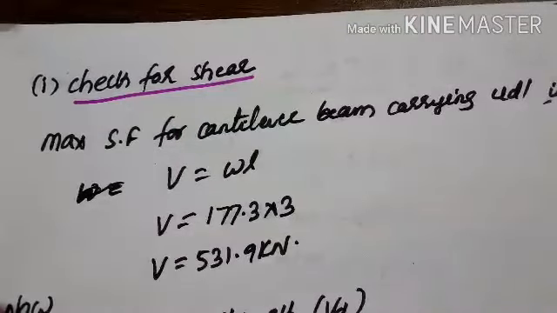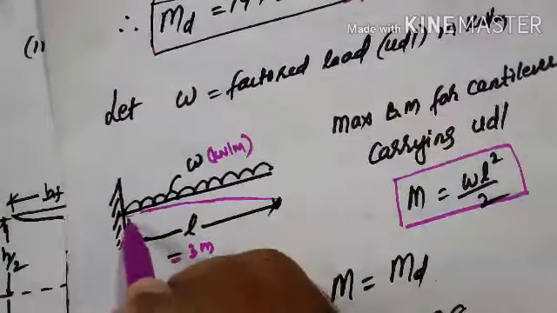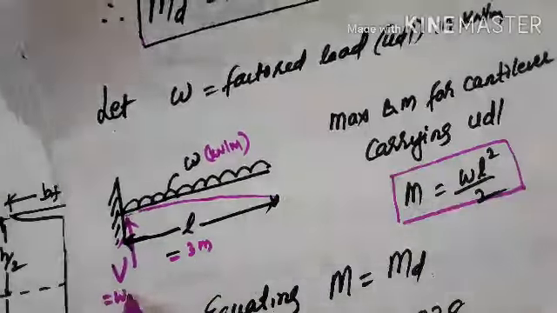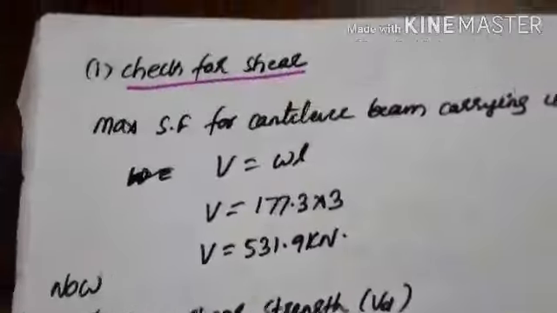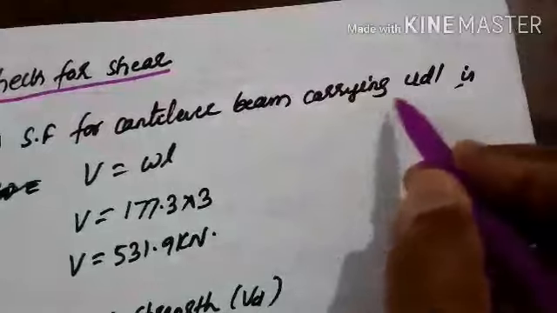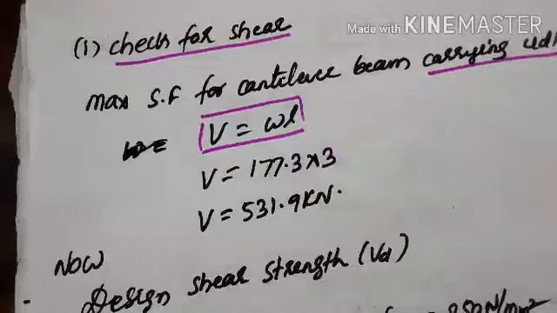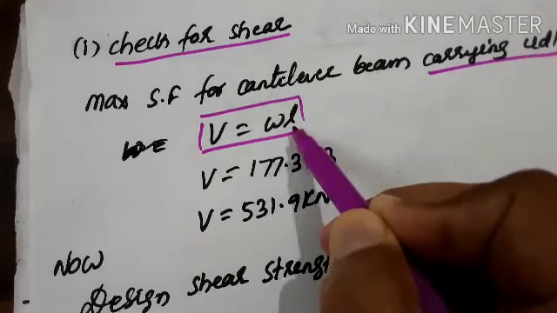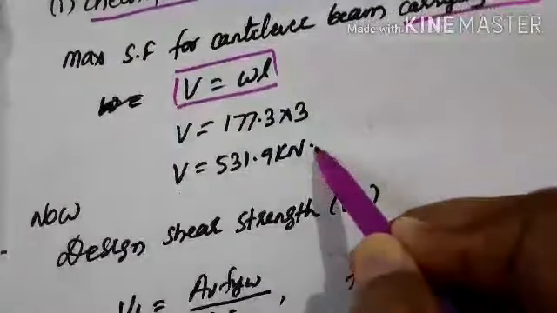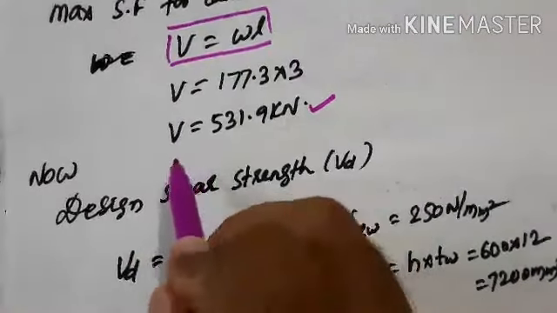Next, as we know, the maximum shear force for a cantilever beam carrying a UDL will be at the support here. We know the formula, V, so this maximum shear will be WL. So it's very simple. As we know, the maximum shear force for a cantilever beam carrying a UDL, V will be W into L. And we know W calculated previously, and we know the span length. Substitute here and get the shear. This much is the shear actually acting.